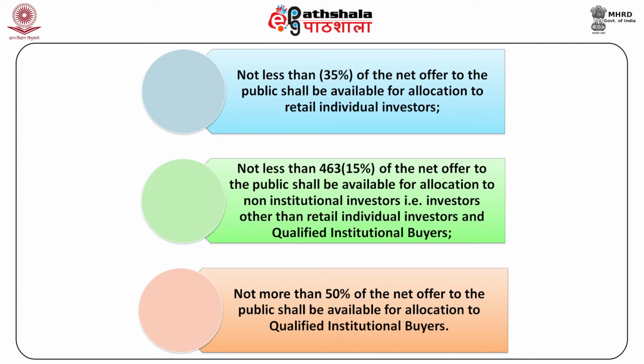First, in case an issuer company makes an issue of 100% of the net offer to public through the 100% book building process: A. Not less than 35% of the net offer to the public shall be available for allocation to retail individual investors. B. Not less than 15% of the net offer to the public shall be available for allocation to non-institutional investors, that is, investors other than retail individual investors and qualified institutional buyers. C. Not more than 50% of the net offer to the public shall be available for allocation to qualified institutional buyers.